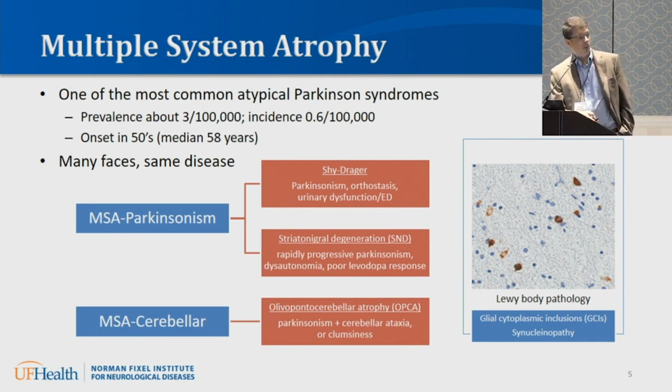And lastly, olivopontocerebellar atrophy, okay? These are still terms that are used, but these are older terms. Now we refer to these diseases all as multiple system atrophy. It has a few different phenotypes. So phenotype's the way it presents, okay?